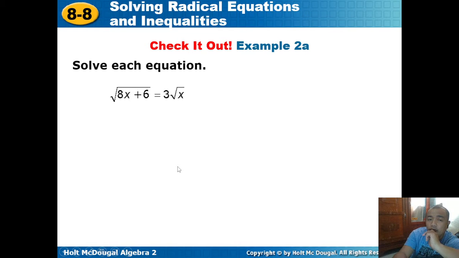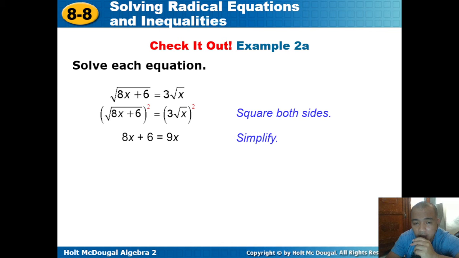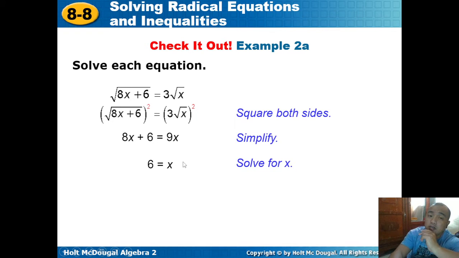Another example 2a. Solve each equation. Square root of 8x plus 6 equals 3 square root of x. Okay, first step, square both sides of the equation. So that's equal to 8x plus 6 equals 9x. 9x minus 8x is x equals 6. So yan ang answer. Nasolve na natin. X is equal to 6.